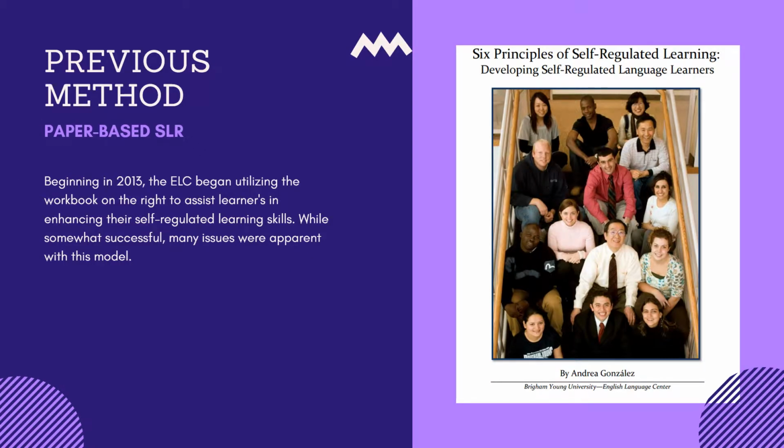The center had previously implemented a paper-based SRL program in 2013. This program consisted of a workbook created by a member of the ELC research team and was focused on the 6 principles of self-regulated learning. While this method seemed to work to a certain extent, many issues became obvious over time, leading to a need for change.